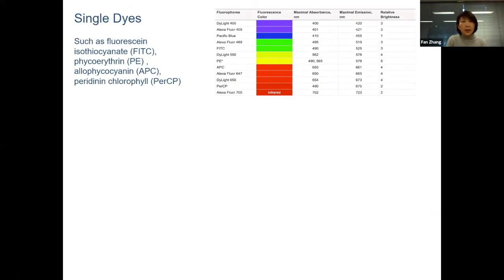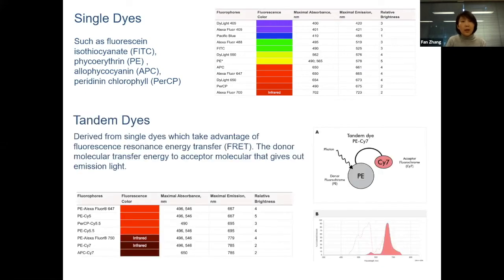Second one is single dyes. These are the long-used single dyes, for example, FITC, APC, and PerCP. These single dyes act as the base for tandem dyes. A tandem dye comprises a small fluorophore that's covalently coupled to another fluorophore. When the donor fluorophore gets excited, its emission wavelength overlaps with the excitation wavelength of the acceptor fluorophore. The acceptor fluorophore emits light at a longer wavelength.